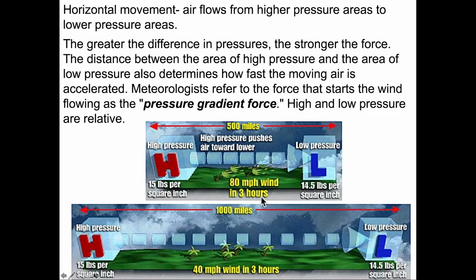If we take these same pressure cells, 14.5 pounds per square inch here's the low, 15 pounds per square inch as the high, and move them further apart, we're going to reduce the pressure gradient force considerably. In this case, we have an 80 mile an hour wind generated by these cells being 500 miles apart. We move them another 500 miles apart, and we end up with a 40 mile an hour wind.